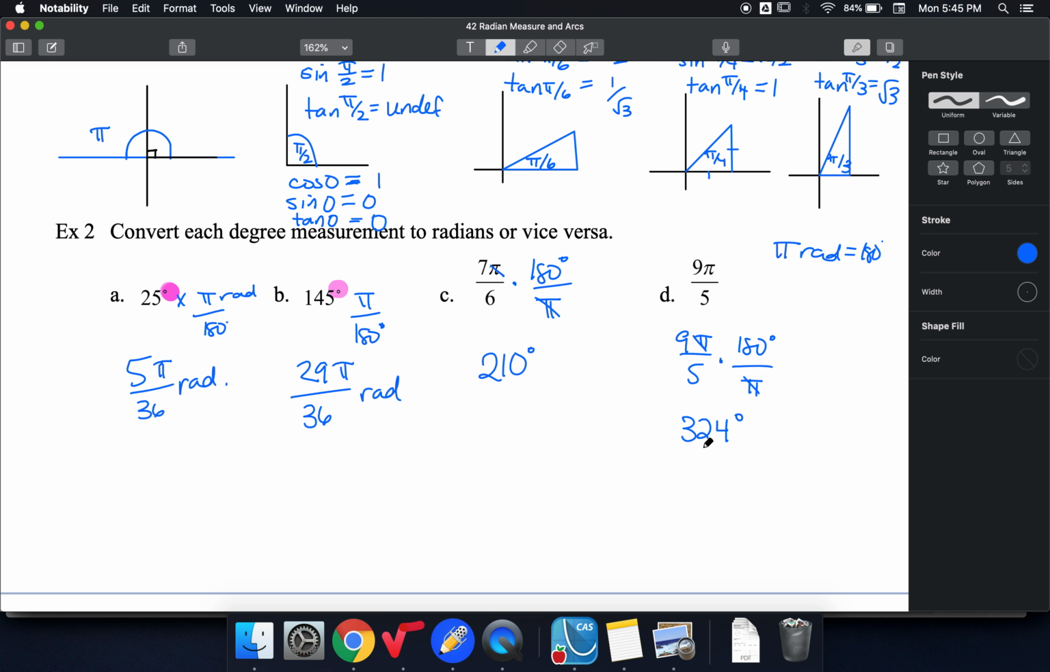Well, I also knew it was going to be really close to being 360 degrees because if I think about it, the full circle is 2 pi, and 9 pi over 5 is really close to 2 pi because 2 pi would be 10 pi over 5. So this answer makes sense. Remember, we're always wanting to ask ourselves, does my work make sense?